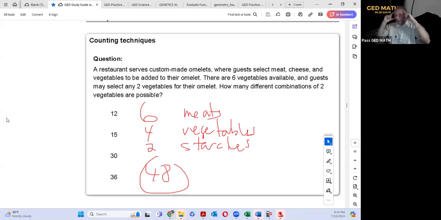So all you're thinking when you read a problem like this is, do I have to choose anything? If I have to choose, then I'm going to use choose K. I can use my calculator. If it's not, I need to multiply.